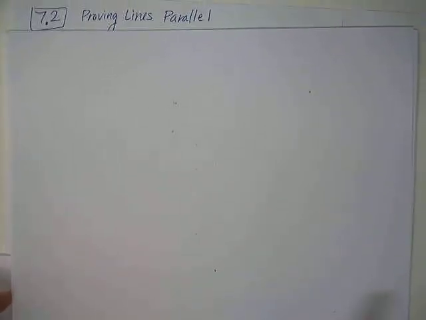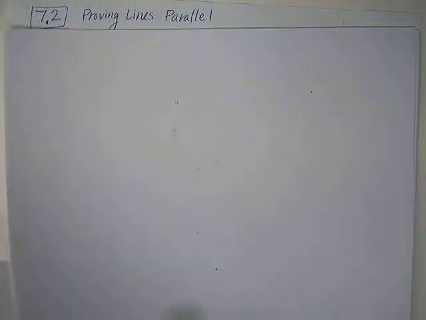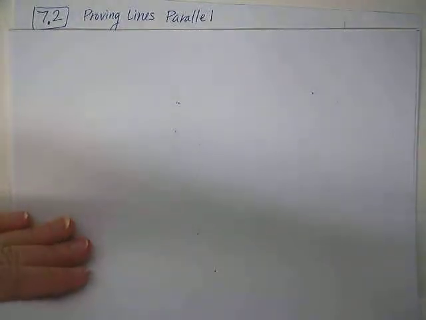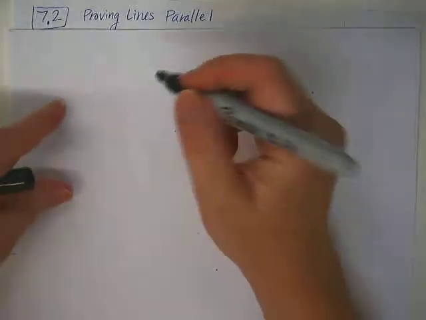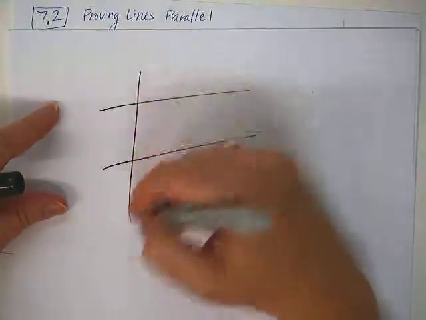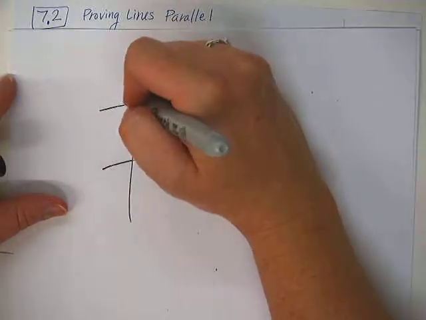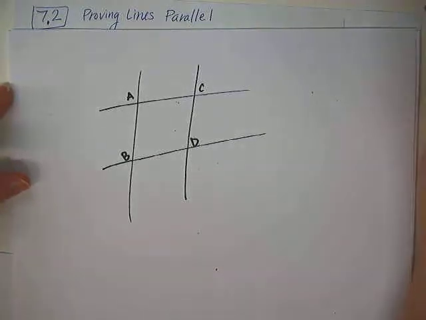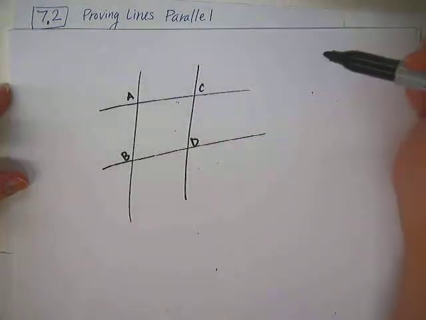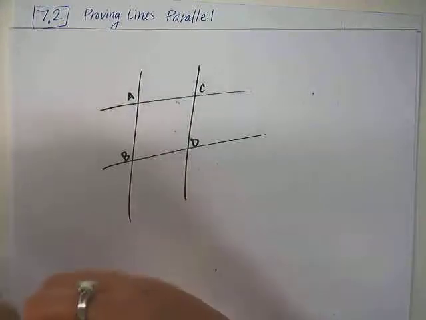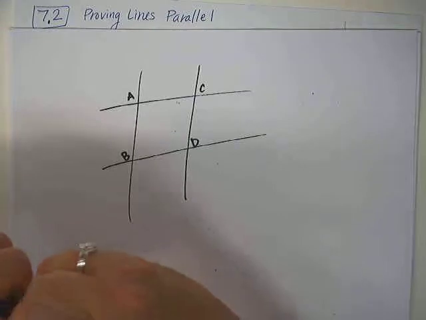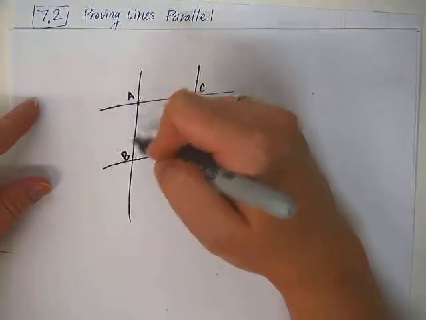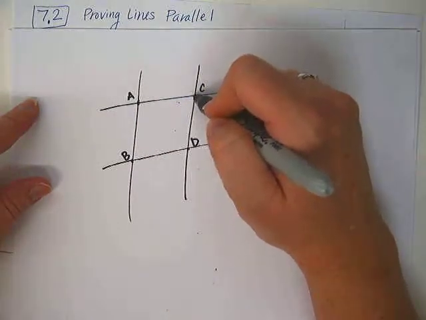Okay, now let's do some examples where we're able to determine what lines are parallel based on the information that they give us. First of all, I want to review something about naming lines. If I have a couple of lines like this and I put letters A, B, C, and D, am I naming angles? What are those capital letters naming? Those capital letters are not naming angles. The capital letters are naming points where the lines cross.